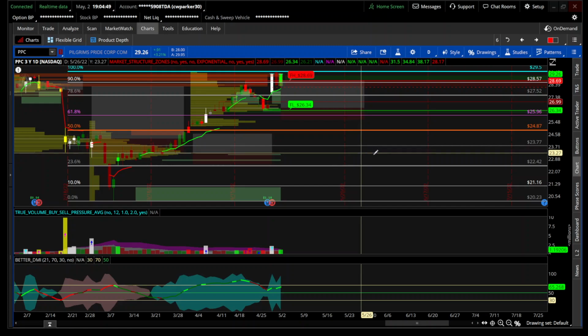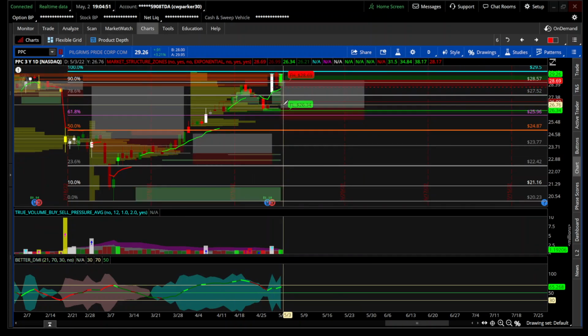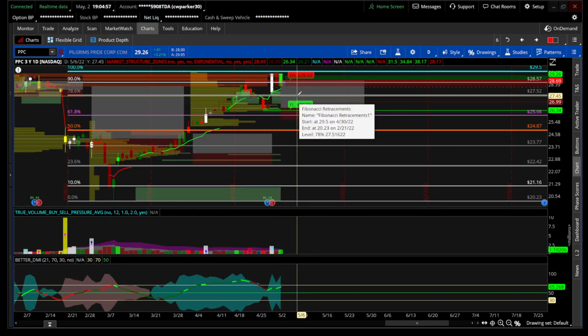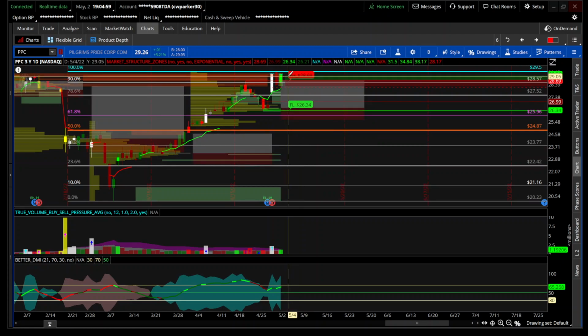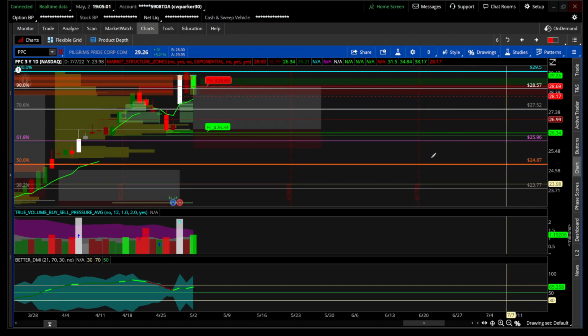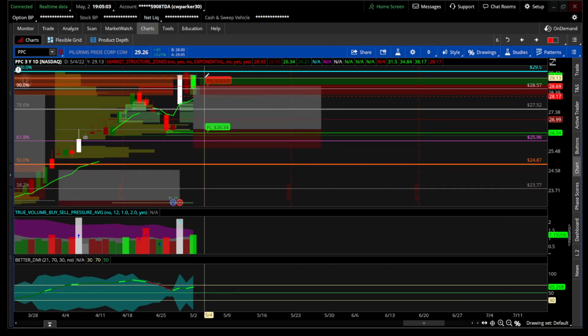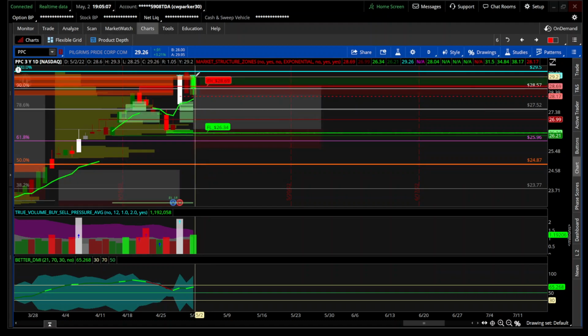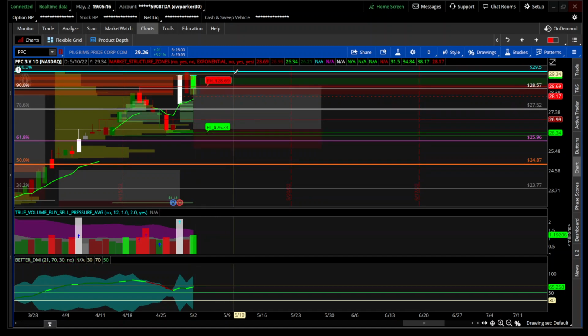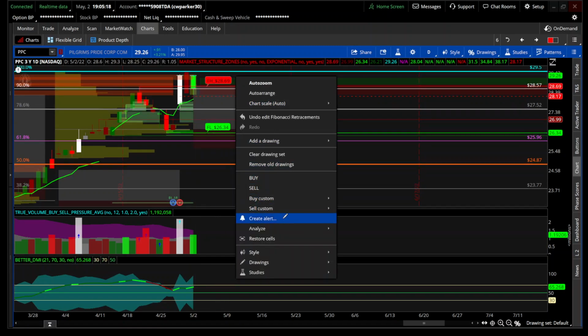So looking at it like this, it's above its previous month's point of control. And so that means it's out of last month's box. And it's moving up, and it's actually above its current box as well. So you can see it right there. The current value area high for this month is 29.13, and it closed out at 29.26. So it's on its way up. So we're going to look for a break above 29.50. I'm going to put in an alert.